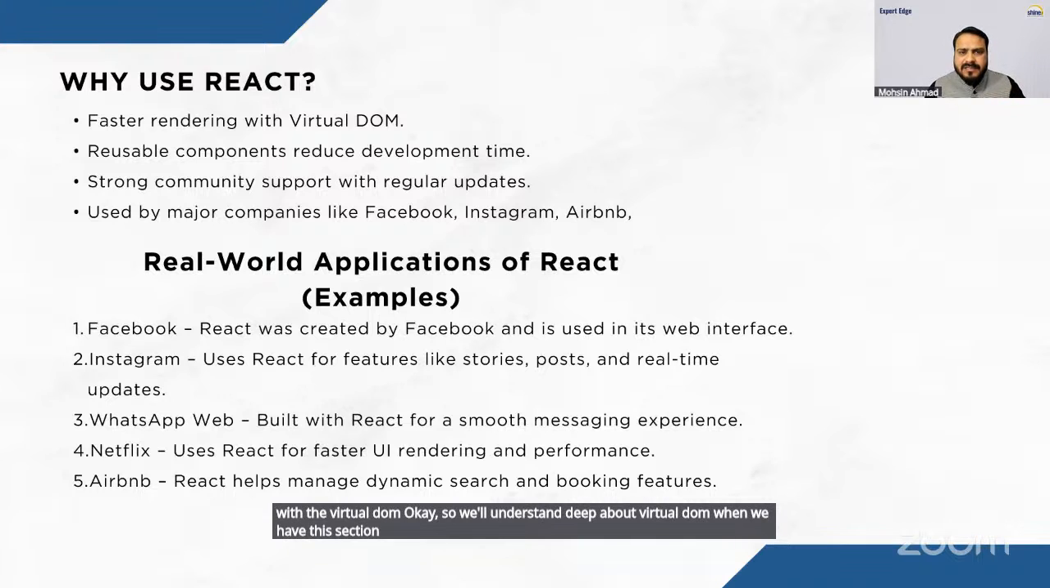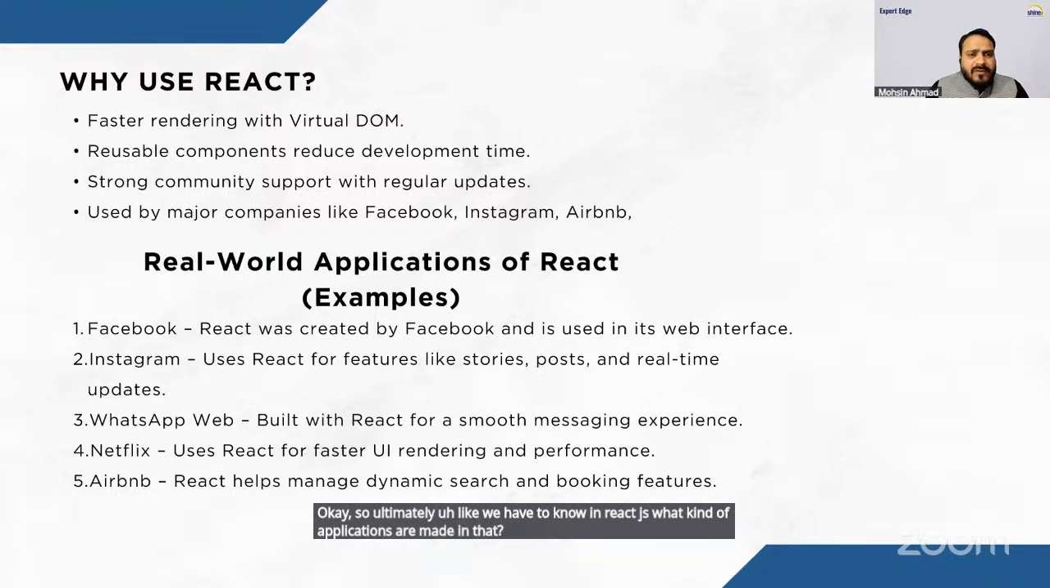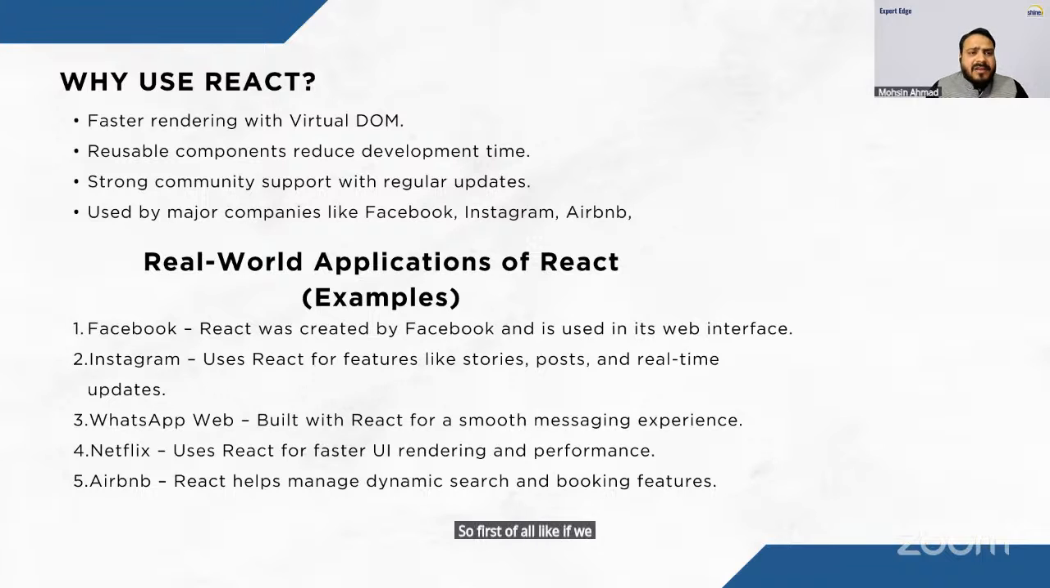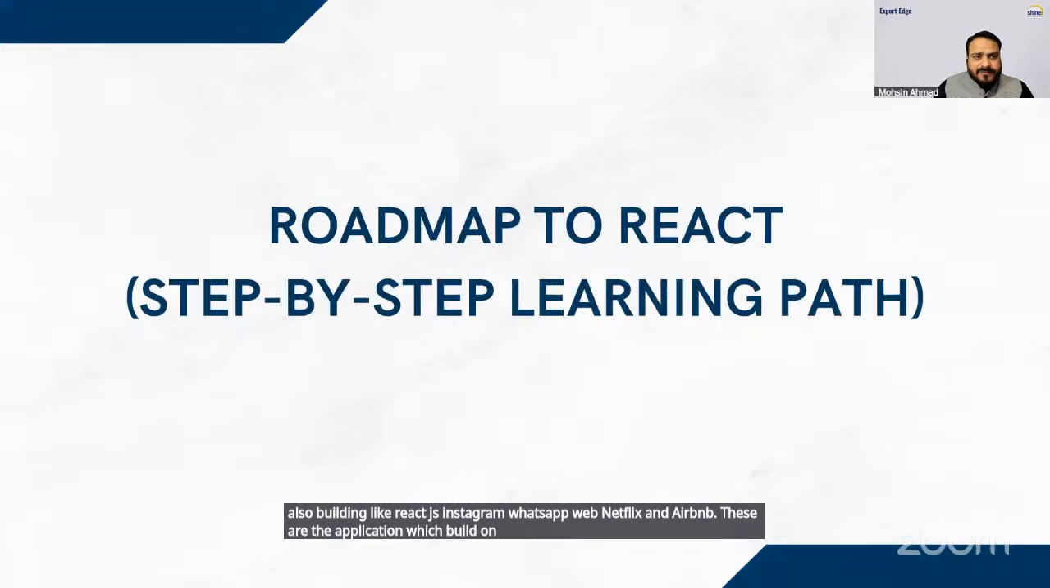I'm just reading these slides just because of that. I'm just giving a basic overview of all these things. Then we can conclude all these things into the picture, into our mainframe. Okay, so ultimately, we have to know in React JS what kind of applications are made with it. First of all, if we talk about real world applications, Facebook is also built in React.js, Instagram, WhatsApp Web, Netflix, and Airbnb. So these are the applications which are built on React.js.